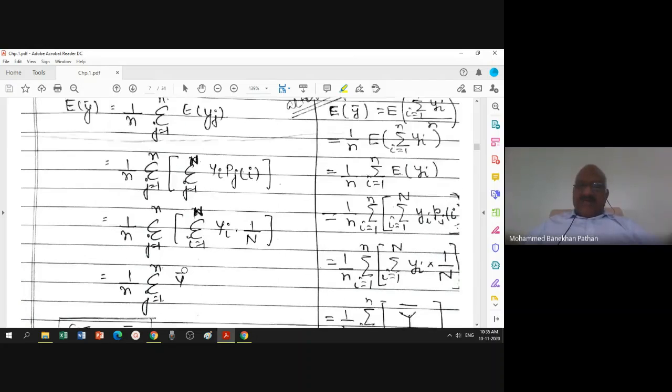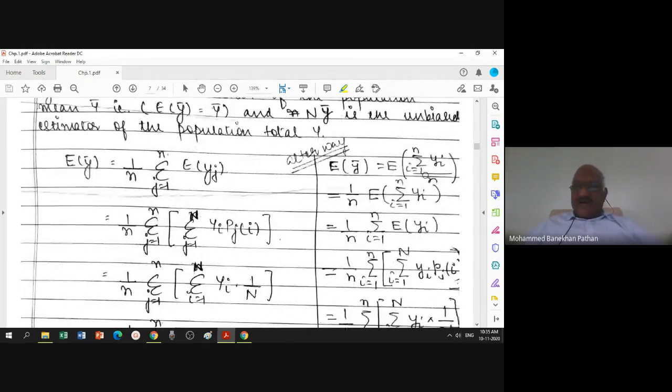I have an alternative proof for this on this half part of the page. See how it looks. Expected value of y bar, same as this, is the expected value of summation i from 1 to n, yi upon n. n is a constant, you can take it out. Expected value of summation yi, i from 1 to n. This and this step are exactly the same. I took the constant outside; you can do it by the knowledge of your first year.